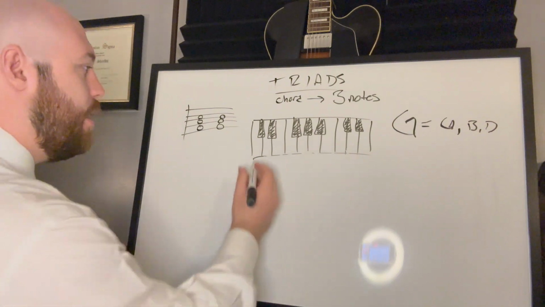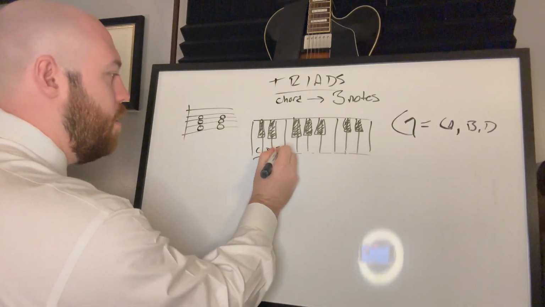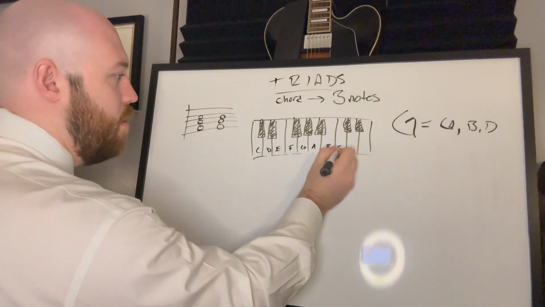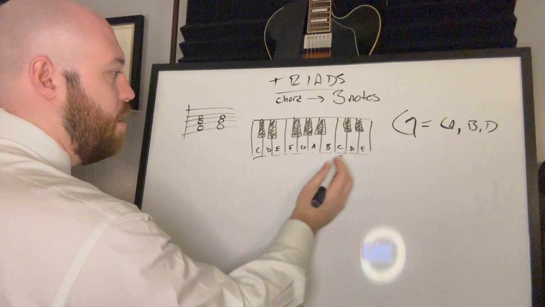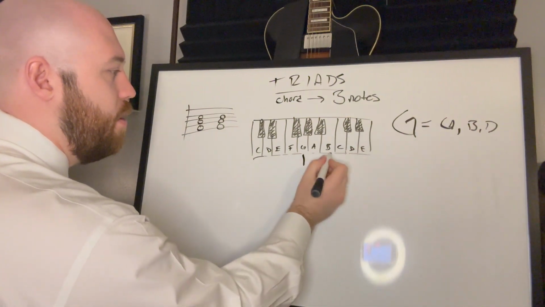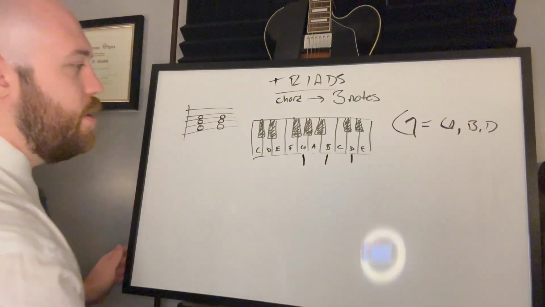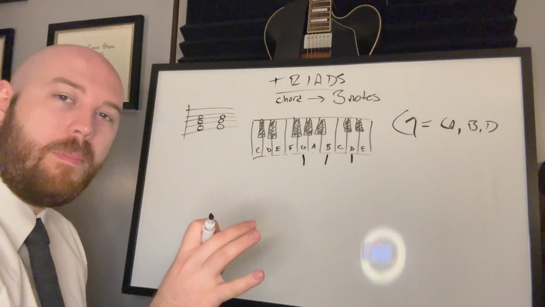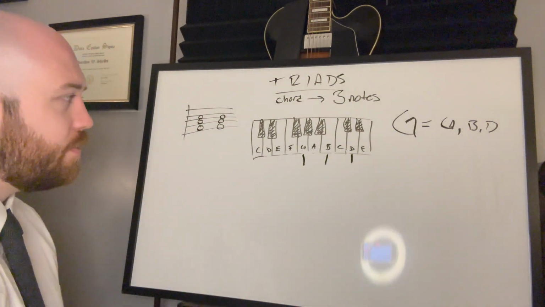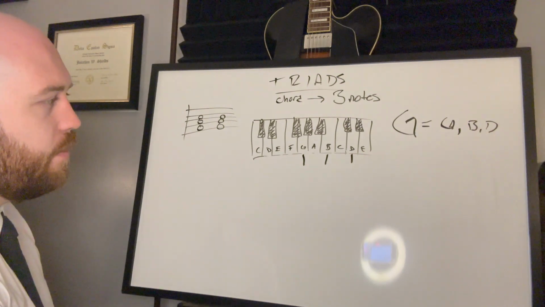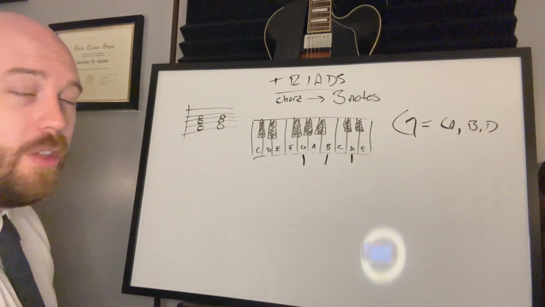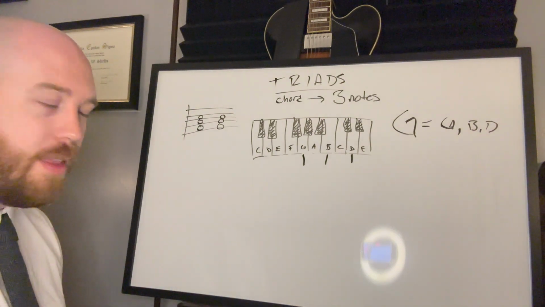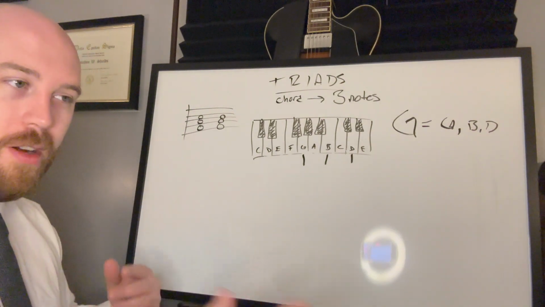Okay? Now on the keyboard, it looks like this. If you played G, there's a B, there's a D. Now if you played all 3 of those notes at the same time, that's a G chord. Okay? But those aren't the only G's, B's, and D's on the keyboard. They're not the only G's, B's, and D's in music or on the guitar.